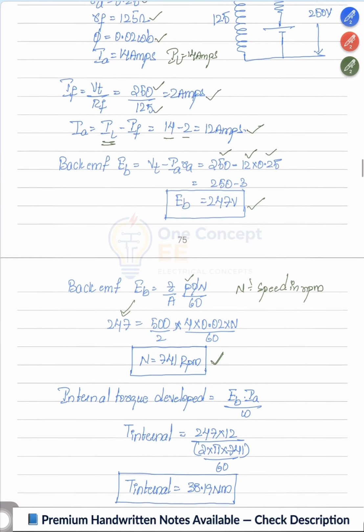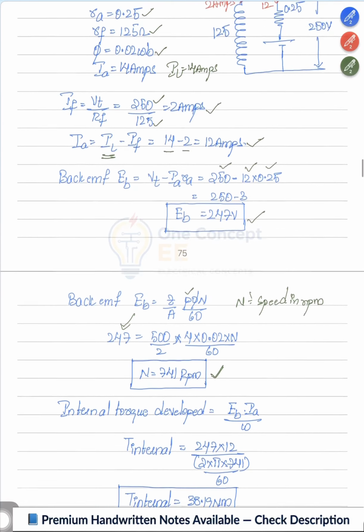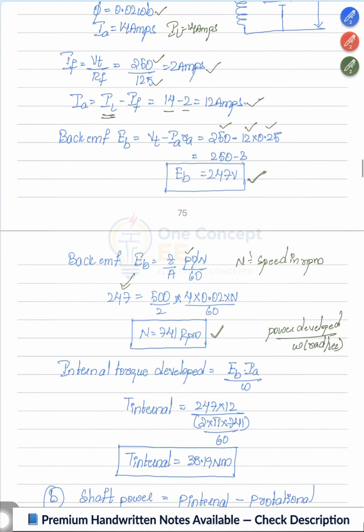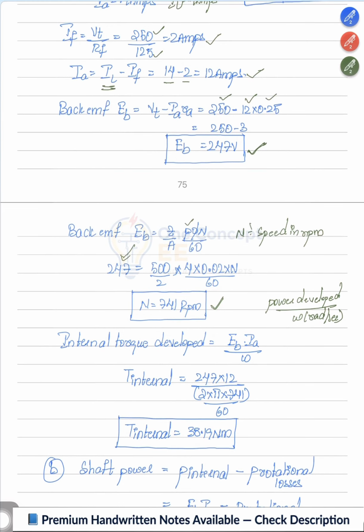Internal torque developed equal to EB into IA by omega. Internal torque is nothing but power developed by omega. Omega in radian per second. Here we already know back EMF will be equal to 247 volts and armature current of 12 amps. By substituting the data here, we already know the speed is 741 RPM. By converting into radian per second, by substituting all the values above, I got internal torque of 38.19 Newton meter.